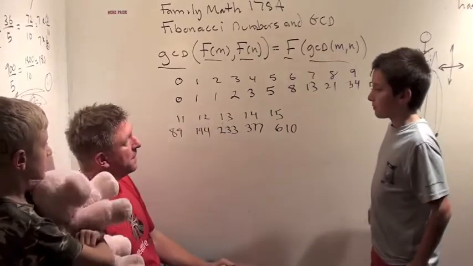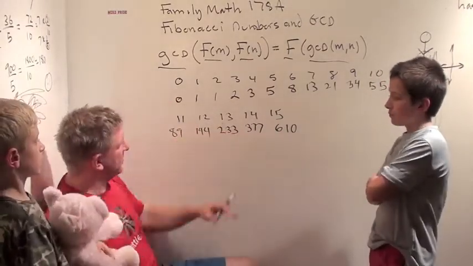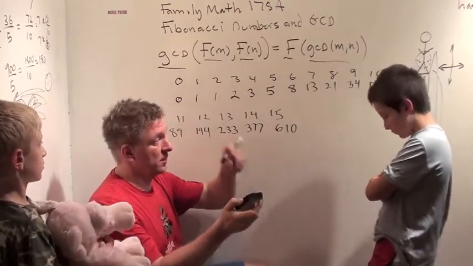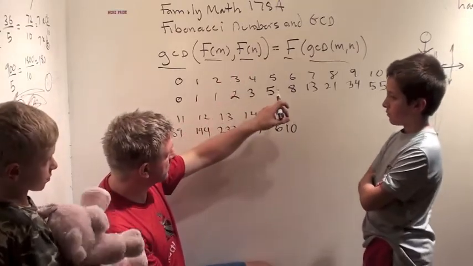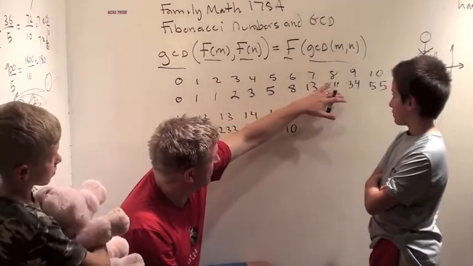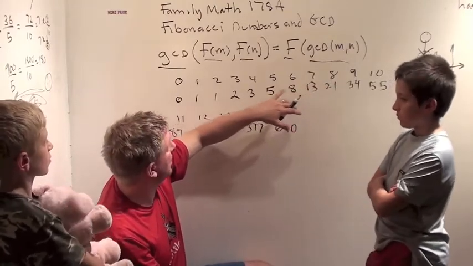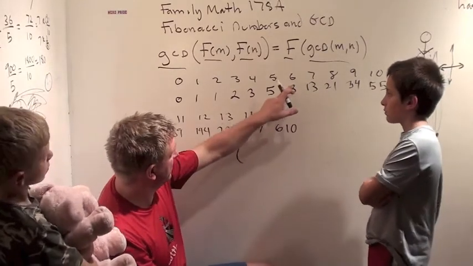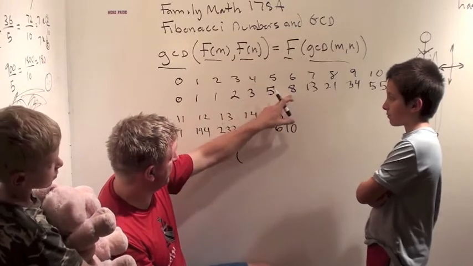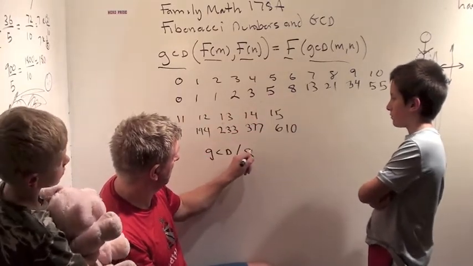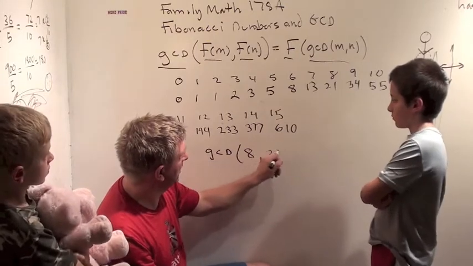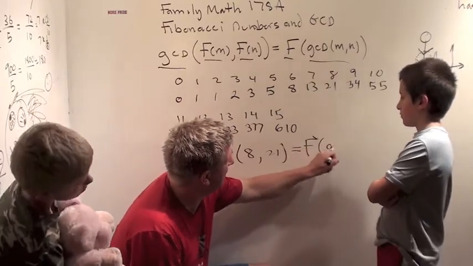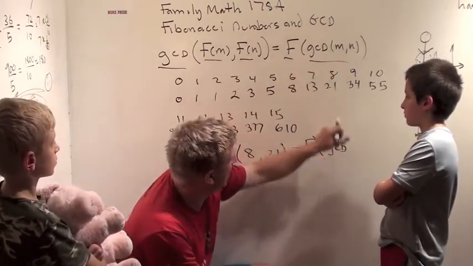They get big. So, we're going to use this chart here. I'll do a simple one, and I'm going to have you do one, and then you do one, and then we'll go to the computer. Okay? Let's do Fibonacci numbers 6 and 8. So, the greatest common divisor of Fibonacci number 6 and Fibonacci number 8. Fibonacci number 6 happens to be 8, and Fibonacci number 8, which is 21, should be the Fibonacci number of the greatest common divisor of 6 and 8.